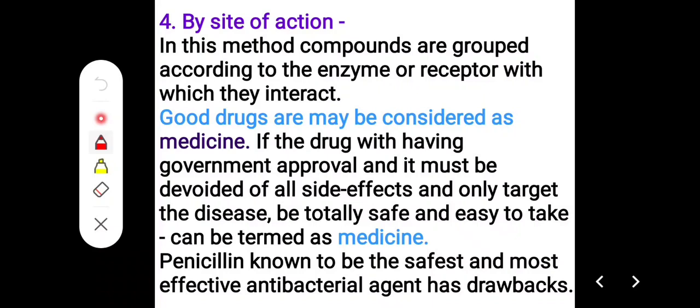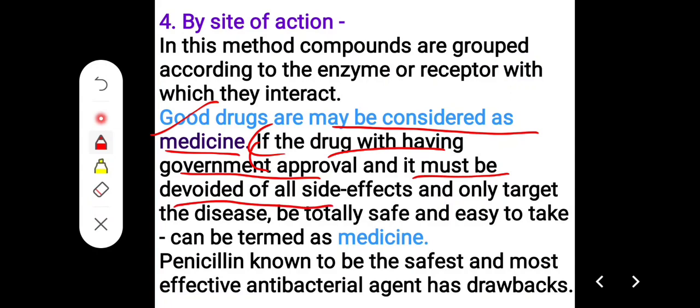Okay. Now good drugs may be considered as medicine. We already discussed that all medicines are administered in the form of drugs only. When a drug has no harmful effect, no toxicity, no side effects, fulfills all the criteria of human health, has therapeutic effect, and obviously has government approval, it is termed as medicine. If the drug has government approval, is devoid of all side effects and only targets the disease, and is totally safe and easy to take, it can be termed as medicine.